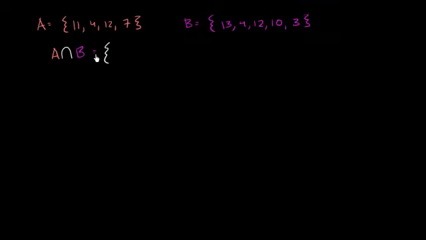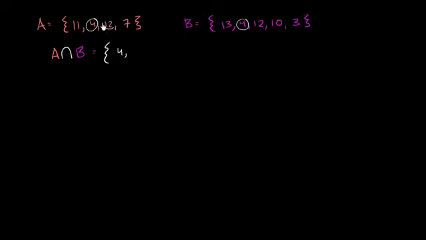Well, it's the things that are in both sets. So I have 11 here, I don't have an 11 there. So that doesn't make the intersection. I have a 4 here. I also have a 4 here. So 4 is in A and B. It's in A and B. So I'll put a 4 here.